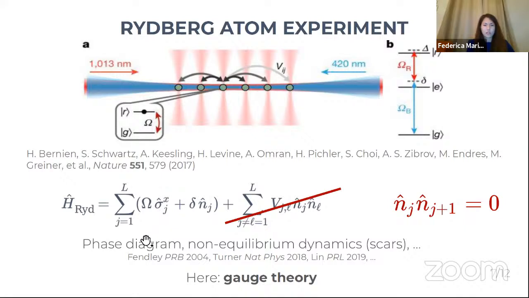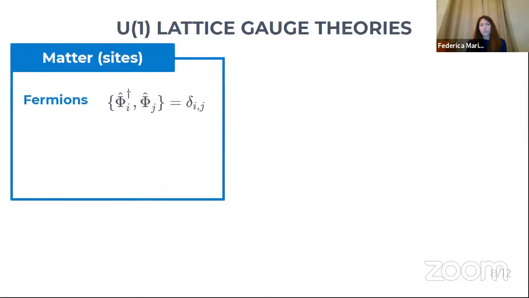It has a very interesting phase diagram, and also its non-equilibrium dynamics is very interesting. For example, quantum scars have been found there for the first time. And I will not talk about this. I will just focus on the relation with the gauge theory. Okay, so this is the gauge theory that we studied.